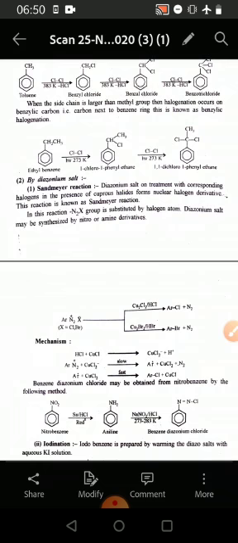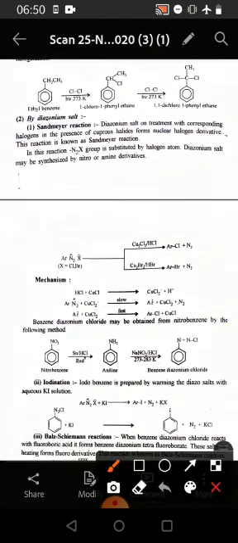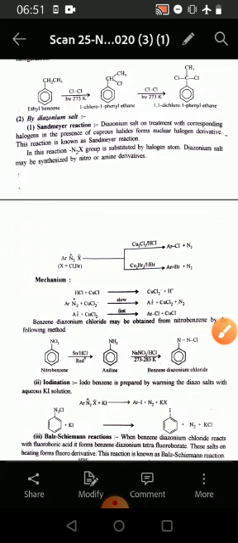Then the second is by diazonium salts. In this we have a series of different reactions, and the first reaction we take is the Sandmeyer reaction. Diazonium salt on treatment with the corresponding halogen acids in the presence of cuprous halides forms nuclear halogen derivatives. This reaction is known as the Sandmeyer reaction. In this reaction, the N2X group, that is the diazonium group, is substituted by a halogen atom, and the diazonium salt may be synthesized from nitro or amine derivatives.